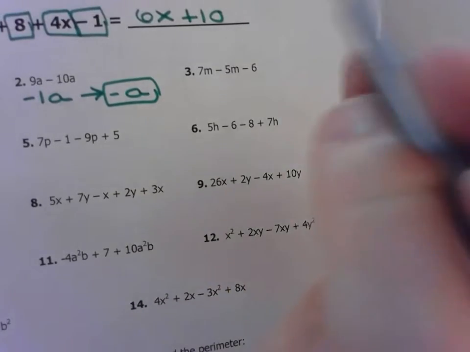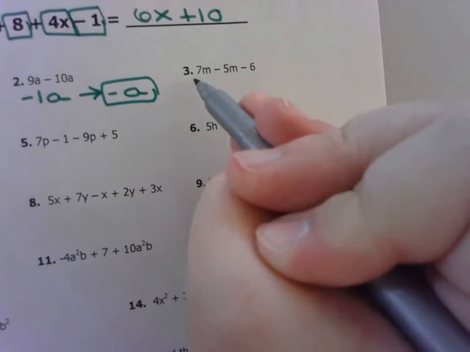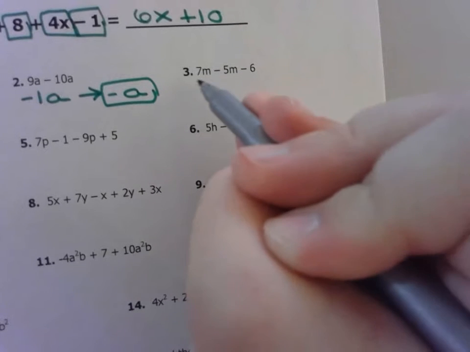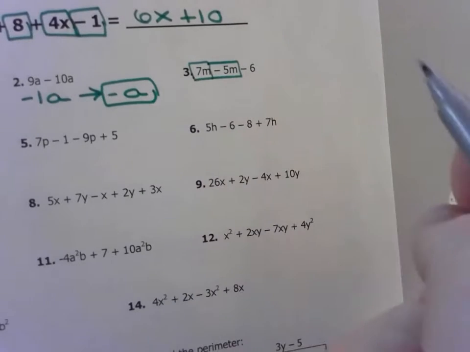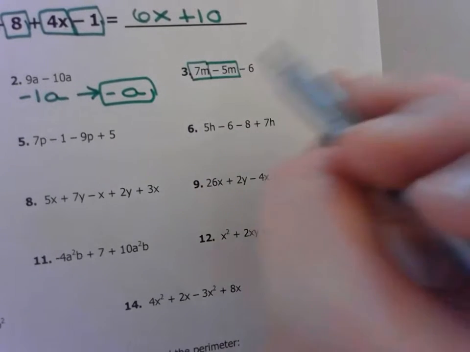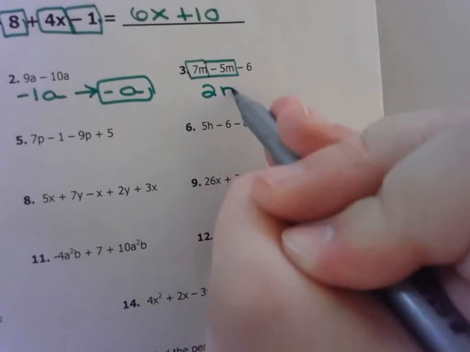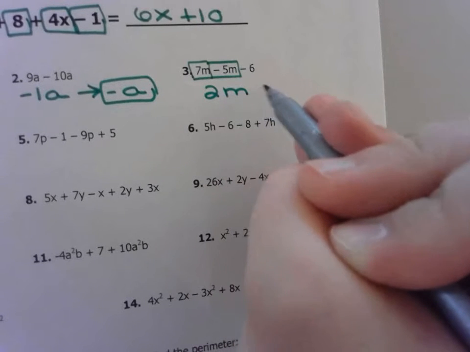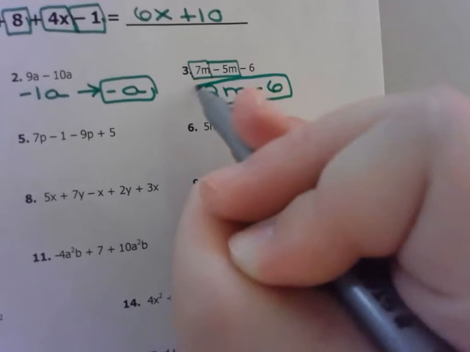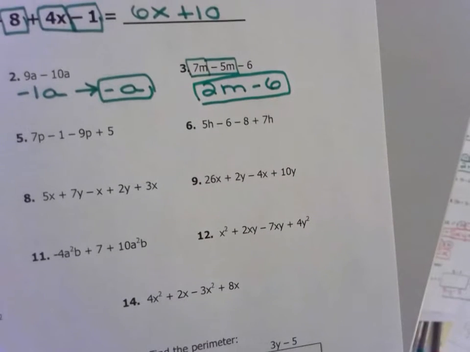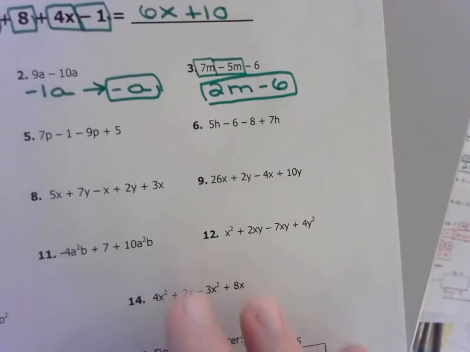Okay, let's look at 3. What are my two like terms for number 3? 7m and negative 5m. So what is 7 minus 5? 2. And I put the m. Can I put negative 6 with anything? No, because it doesn't have an m. So I just put minus 6. Well, that would be easy. Yeah, I mean, these are pretty straightforward for the most part. Okay, let's look at a couple more.